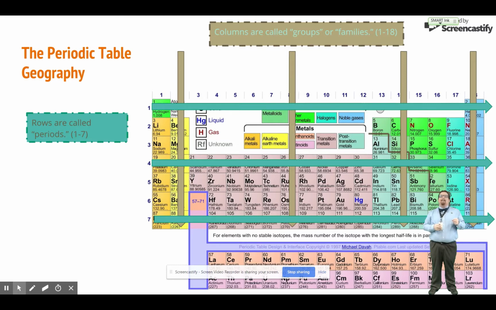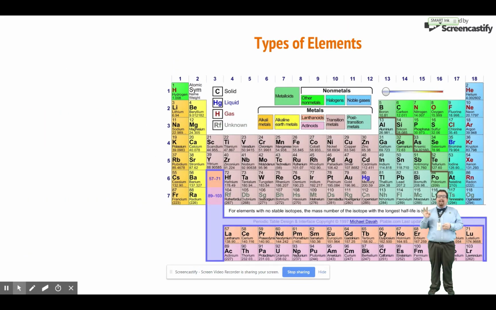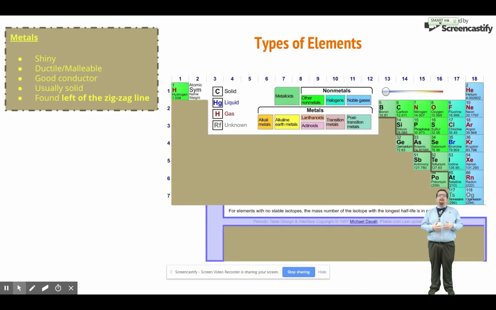The periodic table is organized just like you'd read a book. The elements are put in order of increasing atomic number from left to right in a period. Then we go down to the next row and keep adding to the atomic number as we go to the right. There are 3 categories of elements. We have metals, nonmetals, and metalloids.